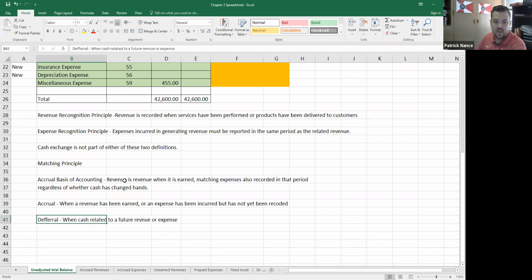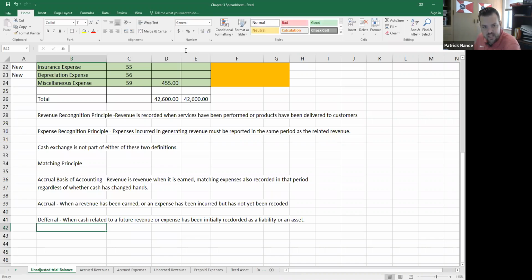A deferral, on the other hand, is when cash related to future events has been initially recorded as a liability or an asset. Sorry, I found a typo. So something is recorded as a liability or asset to begin with, and then oftentimes time has passed. Could be other things, but time is usually a key element in this. And once that time has passed, that liability or asset changes over to either a revenue or an expense.